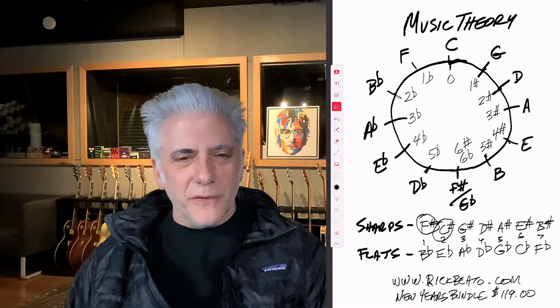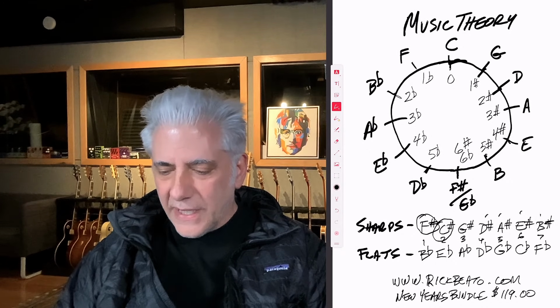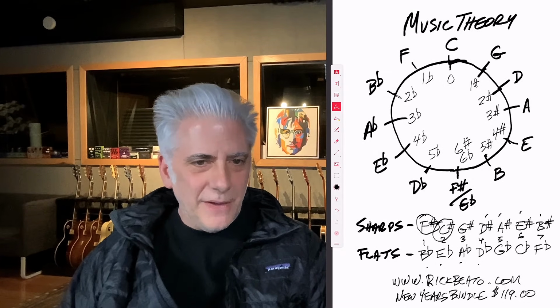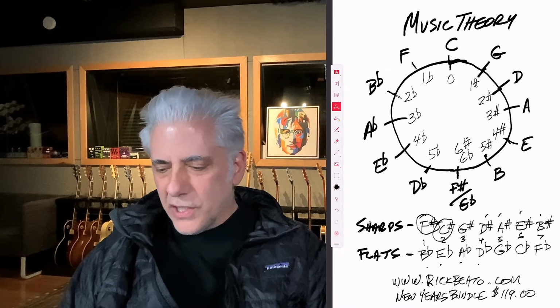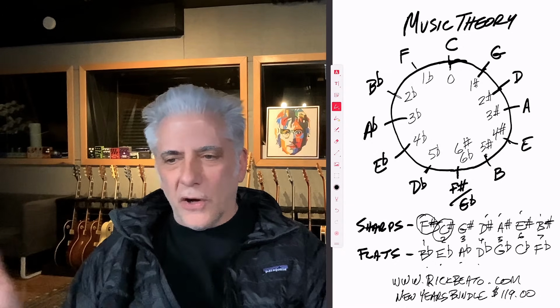The letter names are in reverse, right? So B, E, A, D, and then here we have B, E, A, D. Then this goes G, C, F. This is how you can remember them easily. The order of sharps and the order of flats are reversed.